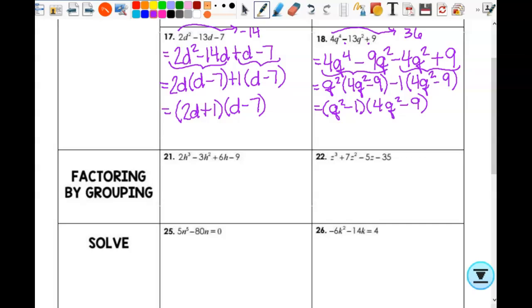Can I factor this anymore? Yes. Can I factor both of them more? Yes. Okay, so then this gives me q plus 1 times q minus 1 times 2q plus 3 times 2q minus 3. And then I am done.